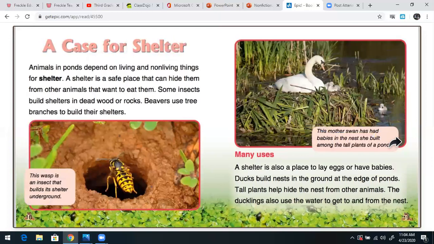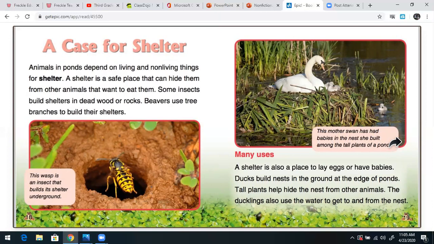A case for shelter. Animals in ponds depend on living and non-living things for shelter. A shelter is a safe place that can hide them from other animals that want to eat them. Some insects build shelters in dead wood or rocks. Beavers use tree branches to build their shelters.